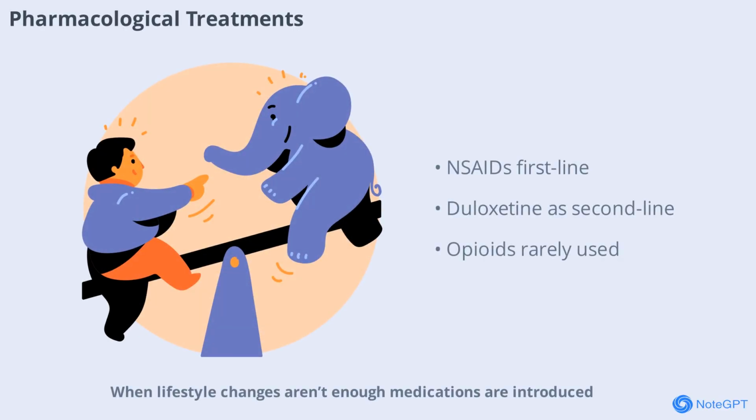When lifestyle changes aren't enough, medications are introduced. Nonsteroidal anti-inflammatory drugs (NSAIDs) and paracetamol are first-line options, with NSAIDs generally providing better pain relief. Duloxetine, an antidepressant, is recommended as a second-line agent. Topical capsaicin may offer modest benefits. Opioids are reserved for select cases due to their risks. Glucosamine, chondroitin, and biologicals are not recommended. It's important to tailor medication choices to each patient's comorbidities and risk factors.